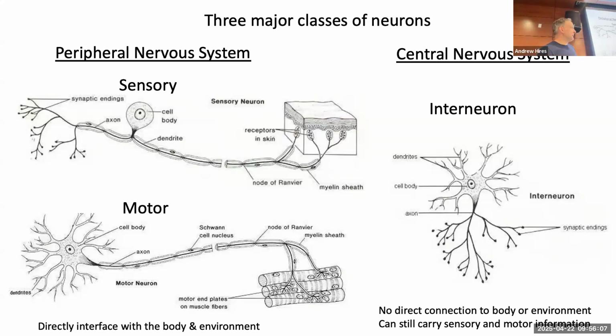Those connections might be myelinated. They might be wrapped up. They might not be wrapped up. It really just depends on where those axons are going and how far they're going. But in all cases here, information is coming into the dendrites, getting integrated in the cell body, and then an action potential will be generated here in the axon that will go down to the synaptic endings.